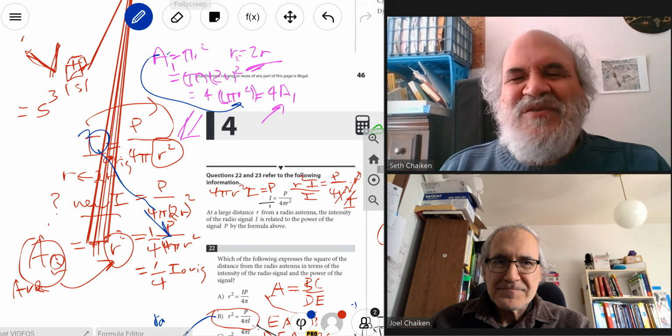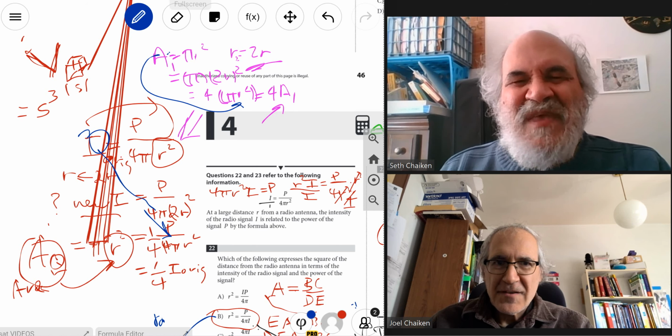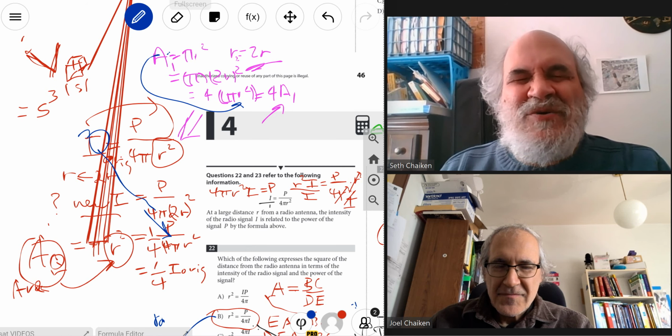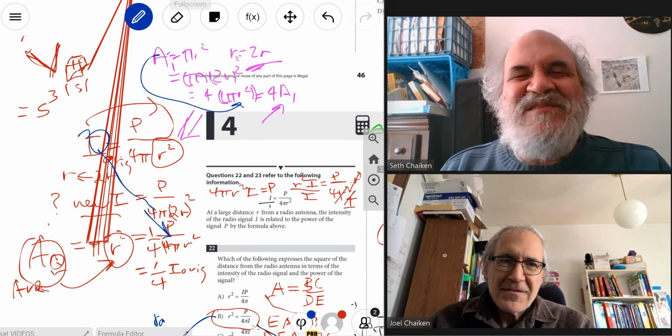So since the area goes up by the square of the distance, the energy is distributed over the area, and the intensity goes down with the square of the distance. The closer you are, the more radiation you get. And that is the origin of the law that this problem is based upon.